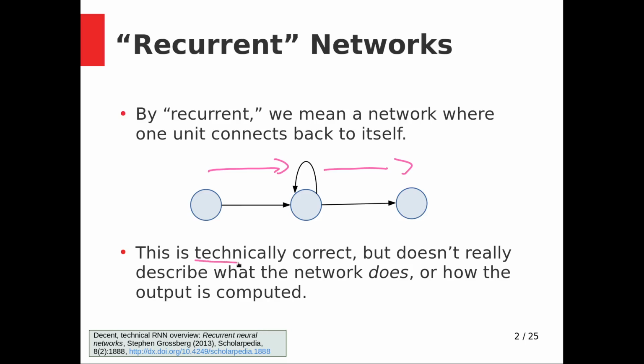Saying that is technically correct, and you'll often see it defined that way at first, but it doesn't really describe what the network does, right? Just saying it connects back to itself doesn't tell you how to compute that output. It tells you nothing about what the math looks like, what the code looks like, or how this modified network behaves. In fact, there are a bunch of different ways we could interpret this. I've linked to a big overview on Scholarpedia that lists many types of neural networks. So networks that loop back is a massive category with many different meanings.